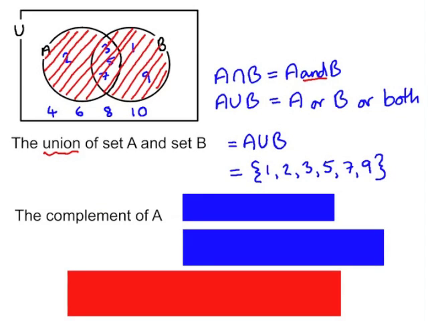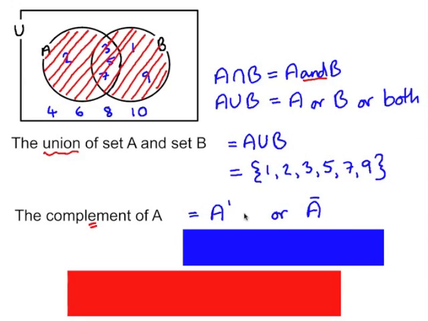The complement of A, and notice the spelling, it's complement with an E, is denoted by A dash or A bar, and it stands for all of the elements that are not in A. So if we remove everything in set A, and that's everything in the entire circle of A, then what we'd have left are the elements that are in neither A nor B, and the elements of B which are not also in A.